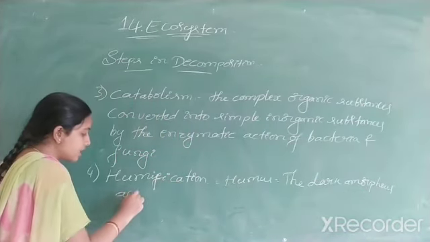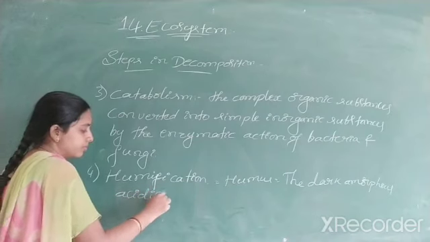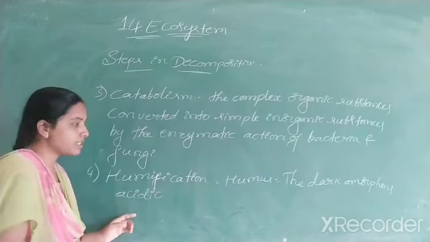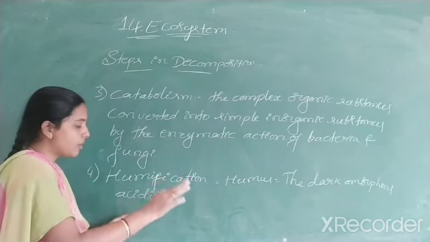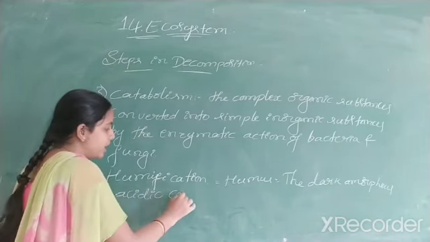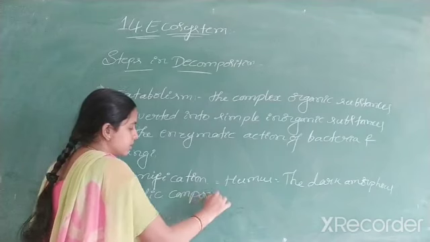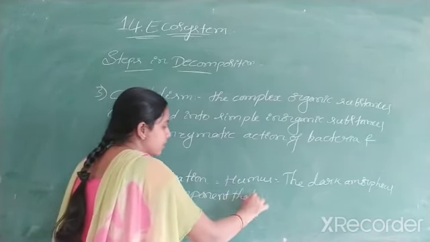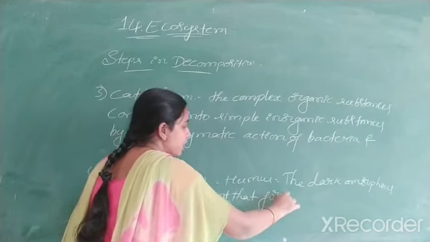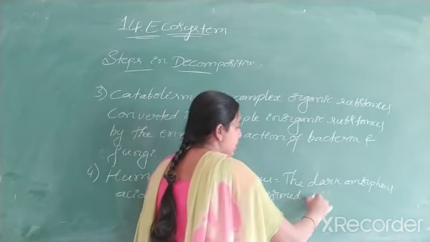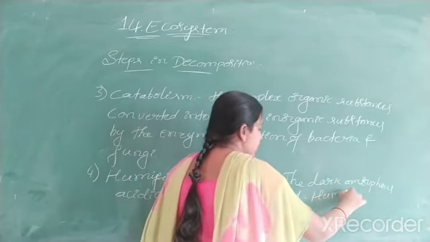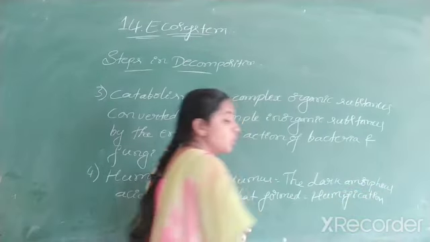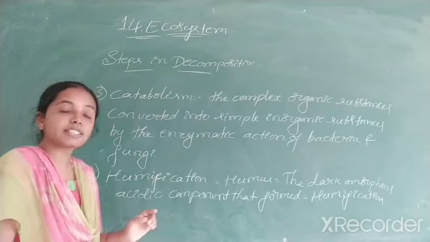The dark amorphous acidic component is called humic acid, so the acidic property is present in it. The dark amorphous acidic component that formed is called humification. It is resistant to microbial activity.